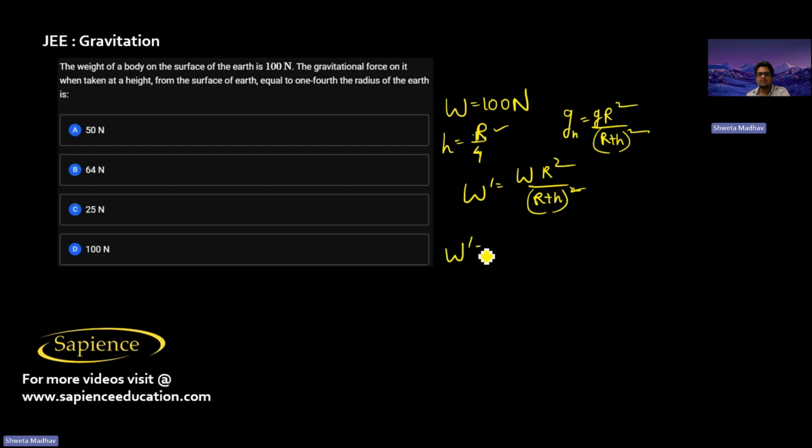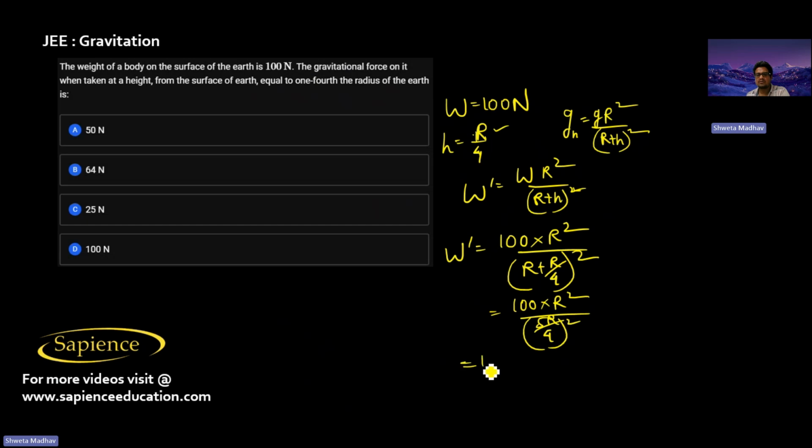So the new weight will be equal to the actual weight, that is 100 into r square by (r plus r by 4) whole square, which is 100 into r square by (1 plus 1 by 4) whole square, that is (5r by 4) whole square. So this will be equal to 100 into r square into 16 by 25 r square. R square cancels, 25 for the 100 gives 4, so 16 into 4 is 64. So 64 Newton will be the weight of the body at a height of r by 4. So option B is the correct answer.